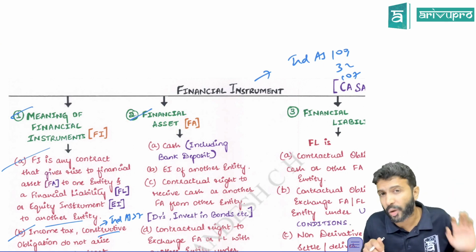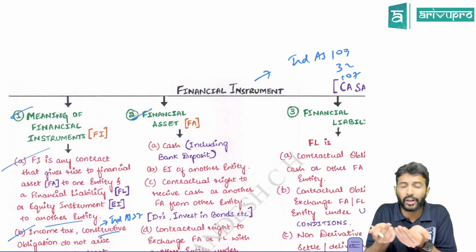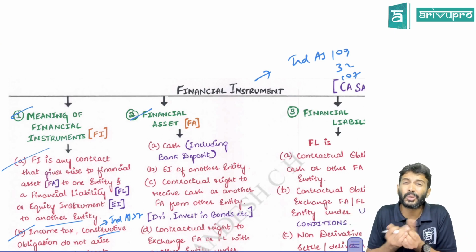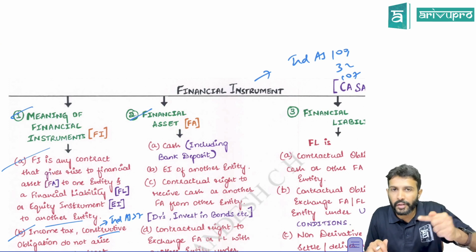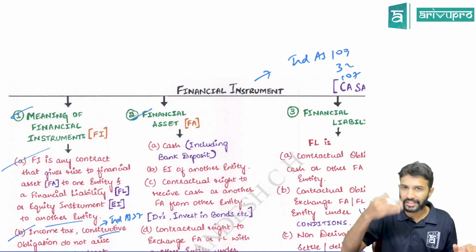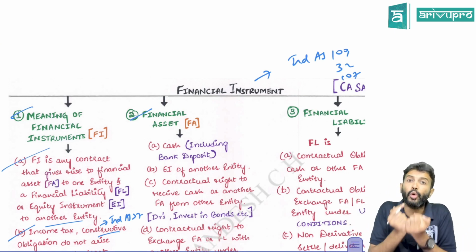Similarly, if you have given any advance to your staff, like prepaid salary, you don't have a contractual right to receive cash, you have a contractual right to receive service. So prepaid expenses are not financial assets. If you have given any advance to your creditors, then that is also not a financial asset, because you have a contractual right to receive goods and not cash.